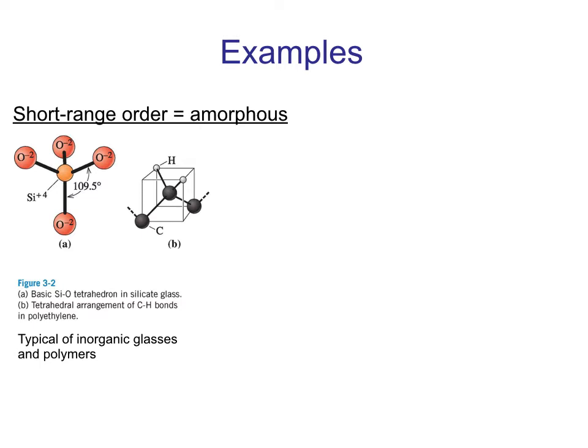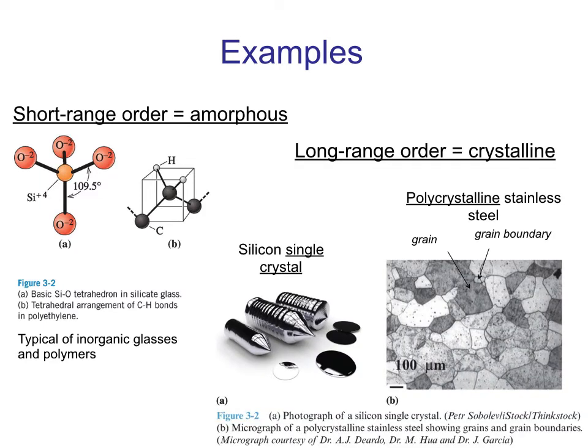Here we have two examples. Silica and polyethylene are both considered amorphous. One is a ceramic and the other one a polymer. In the middle, you see silicon single crystals. They are used in most electronic devices and can grow to be more than a foot long. To the right is a photomicrograph of a steel sample. Each grain is a single crystal. You can see how grains are clearly separated from each other by a boundary.